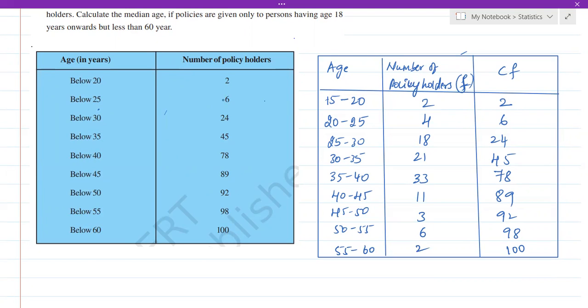So to get the CF, you were adding it. We are doing the reverse thing. So keep the first value 2 as it is, then subtract it. 6 minus 2, 24 minus 6, 45 minus 24, like this. Okay. So if you subtract, you get the value of f.